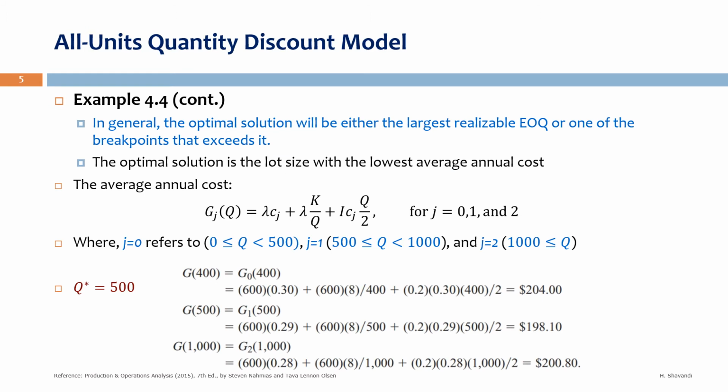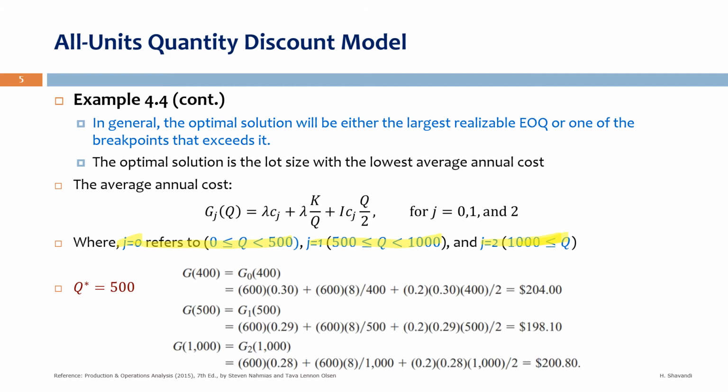So here we have three options. J equals 0 refers to the interval between 0 and 500. For this interval, we have the EOQ as 400 units. J equals 1 is the second interval, Q between 500 and 1,000. For this, Q should be 500. And for the third interval, J equals 2, Q over 1,000, Q will be 1,000.